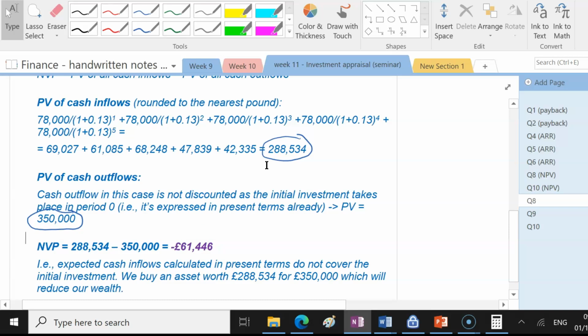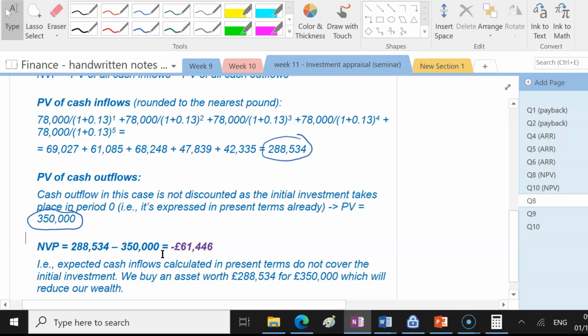As you can see here, cash inflows are less in present terms compared to the cash outflows. In other words, we spent £350,000 to purchase this stream of cash flows, which is only worth 288,000. We've overspent on this project. It does not generate enough cash to be worthwhile, because all of these future streams of cash flows are only worth 288,000 in present terms, and we've spent 350. The price is greater than what you will get in return. So that is why it's not worthwhile.